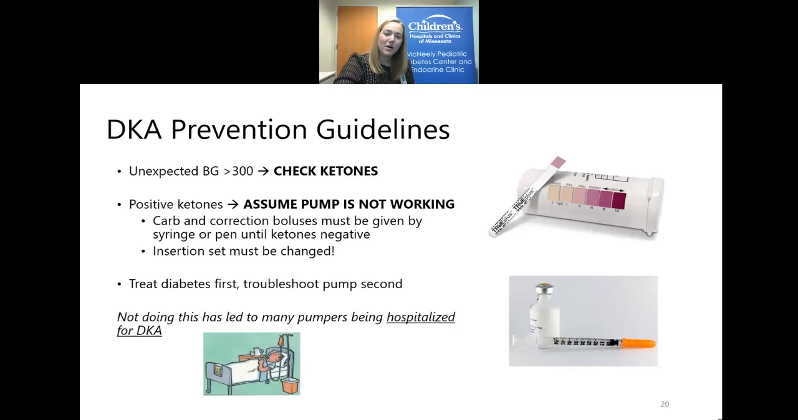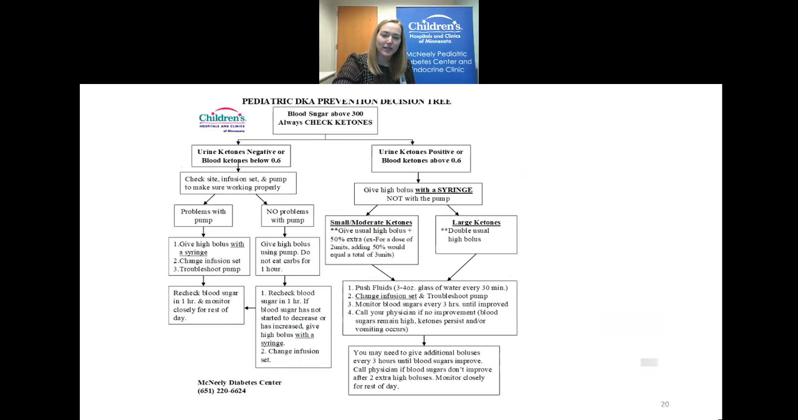Okay, so on our next slide here, this is really getting into our DKA prevention decision tree. So this looks very similar to the decision tree that you have at home for injections, but this one is specific for pumpers. So we're going to run through it. At the top here is also just to let you know, it is set up the same way. Top is when you check for ketones. Left side is if ketones come back negative. Right side is if they come back positive.